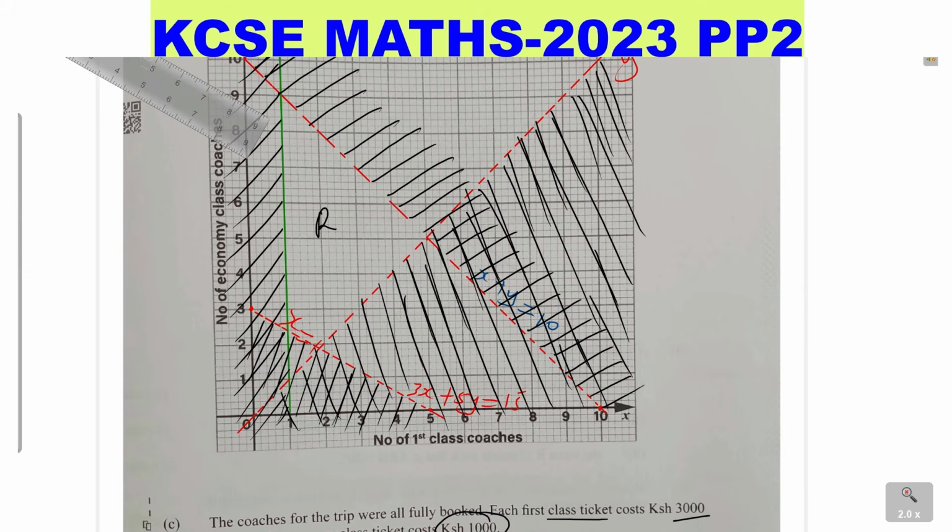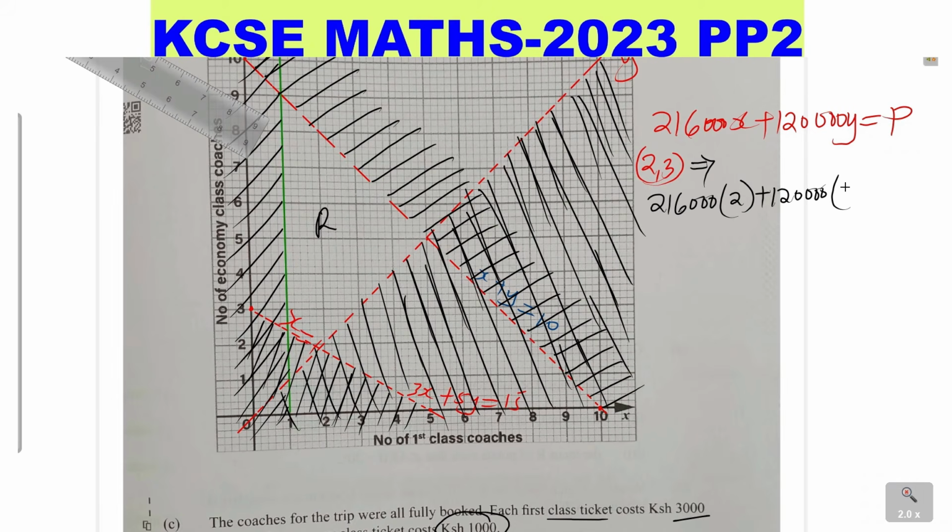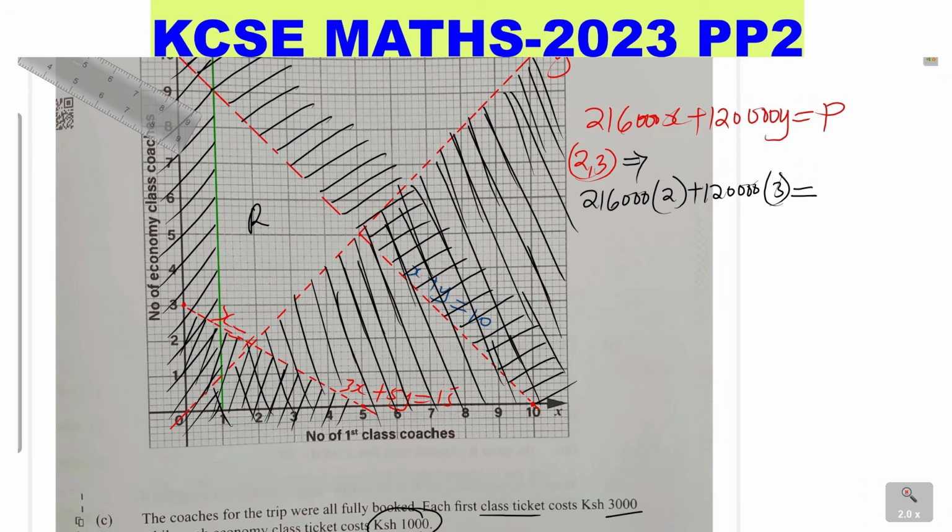You're going to inspect everything. So let me write down the objective function here. It is 216,000 X plus 120,000 Y. So the first point I'm going to inspect is (2, 3). When you substitute this, you get 216,000 times 2 plus 120,000 times 3, so this one will give 792,000.